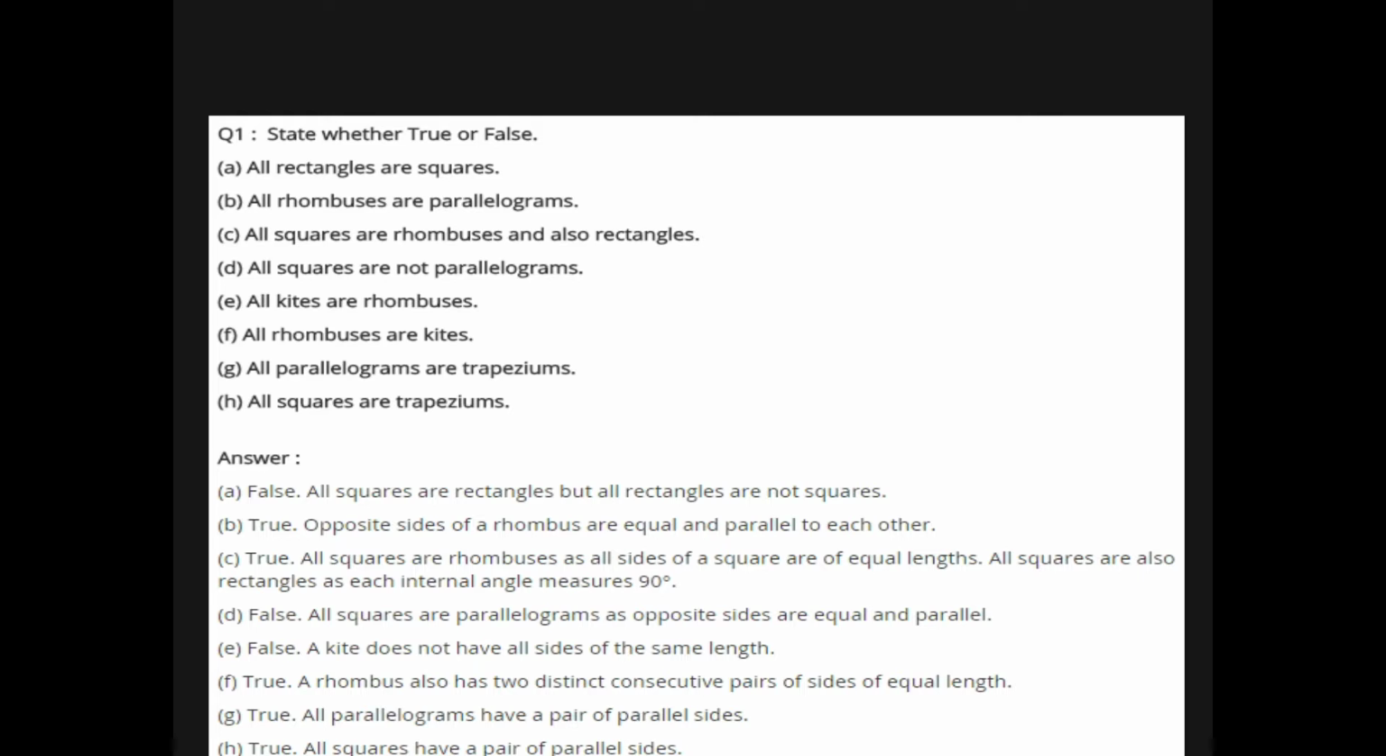First one is, all rectangles are squares. So it is false. Why? Because in a rectangle not all the sides are equal. The two opposite sides are equal to each other and the next two opposite sides are equal to each other. Not all the four sides are equal to each other.